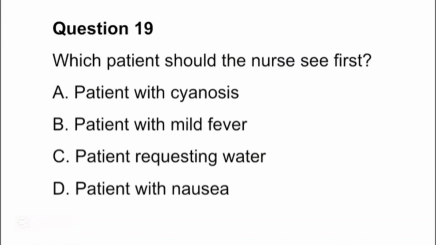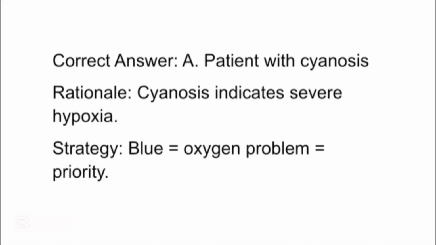Question 19. Which patient should the nurse see first? A. Patient with cyanosis. B. Patient with mild fever. C. Patient requesting water. D. Patient with nausea. Correct answer: A. Patient with cyanosis. Rationale: cyanosis indicates severe hypoxia. Strategy: blue equals oxygen problem equals priority.